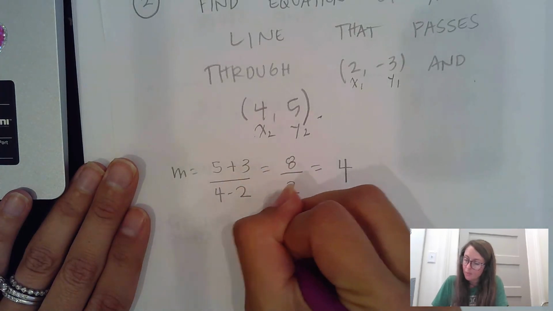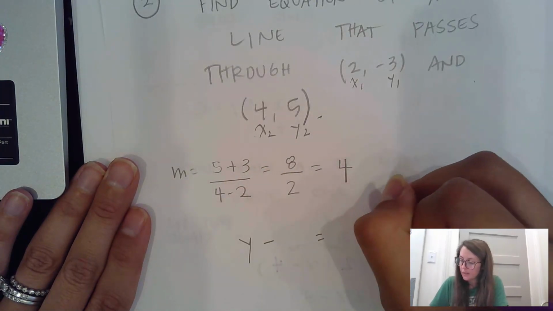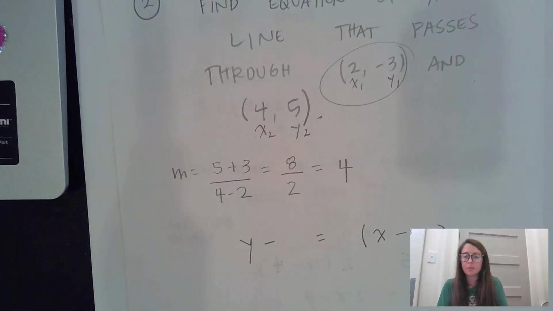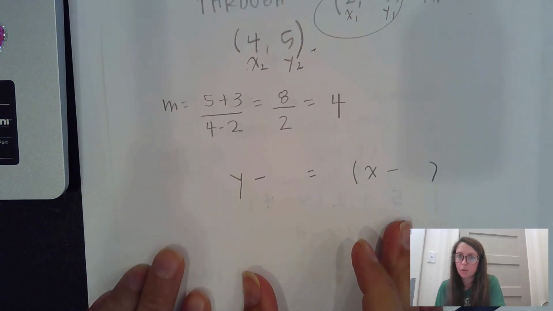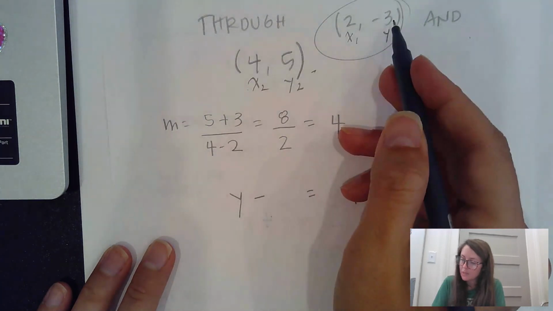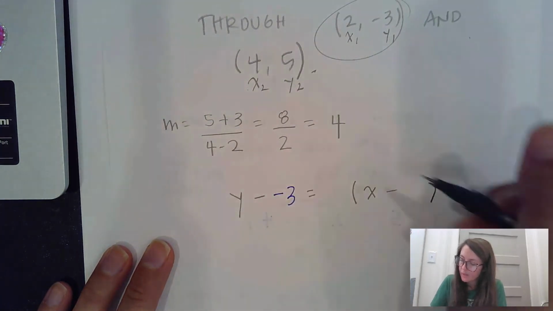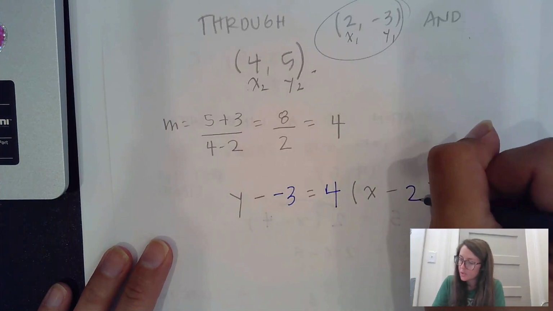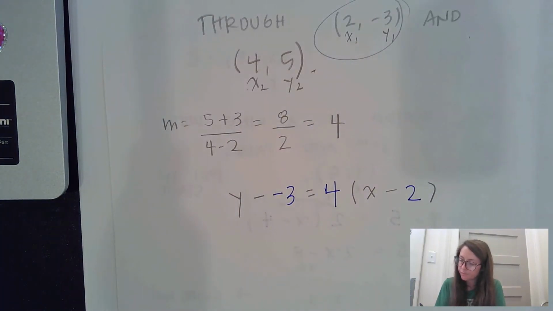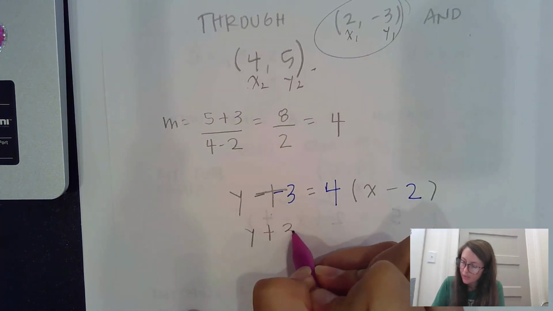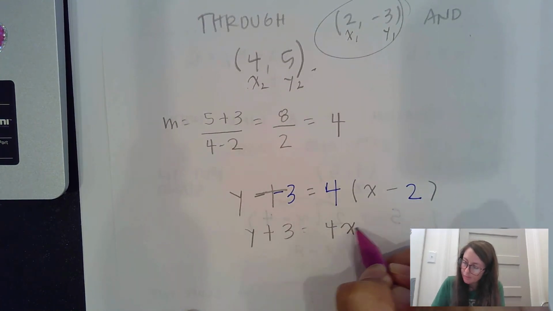Now I can say y minus y1, and I'll always go back to the original x1, y1 that I used in the beginning to find my slope. It's just what I always do, but it doesn't matter which point you use. So y minus y1 is equal to m times x minus x1, which is 2. So this is going to turn into a positive. So I'm going to have y plus 3 is equal to 4x minus 8.